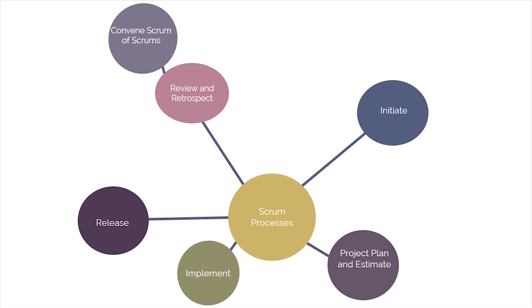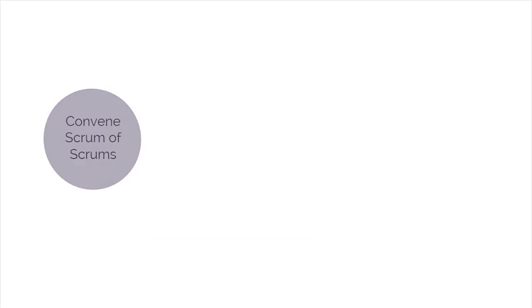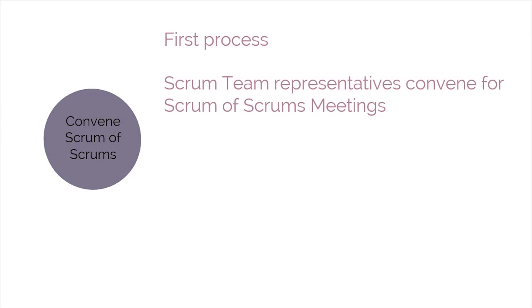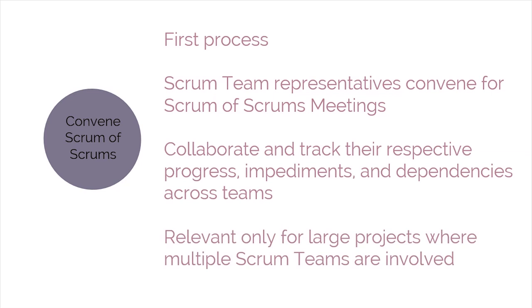The next phase is review and retrospect. There are three main processes that take place during this phase. The first one is convene Scrum of Scrums. In this process, Scrum team representatives convene for Scrum of Scrums meetings at predetermined intervals, or whenever required, to collaborate and track their respective progress, impediments, and dependencies across teams. This is relevant only for large projects where multiple Scrum teams are involved.